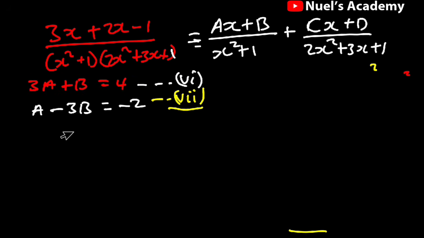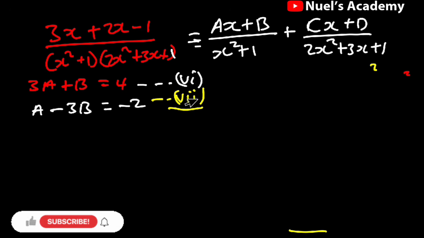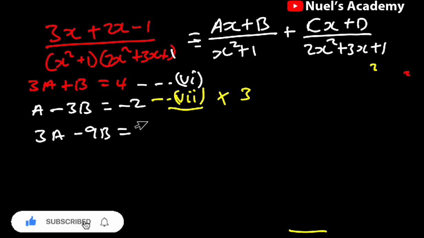Now, how are we going to solve this? We can solve this using elimination method. Let's multiply equation VII by 3 so that we have 3a here and then eliminate it. So if you do that, we are going to have 3a minus 9b is equals to -6. Let's call this equation VII.